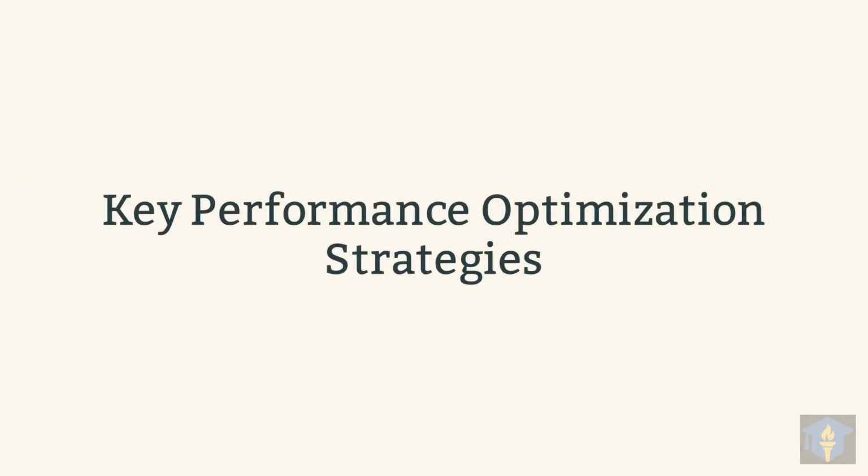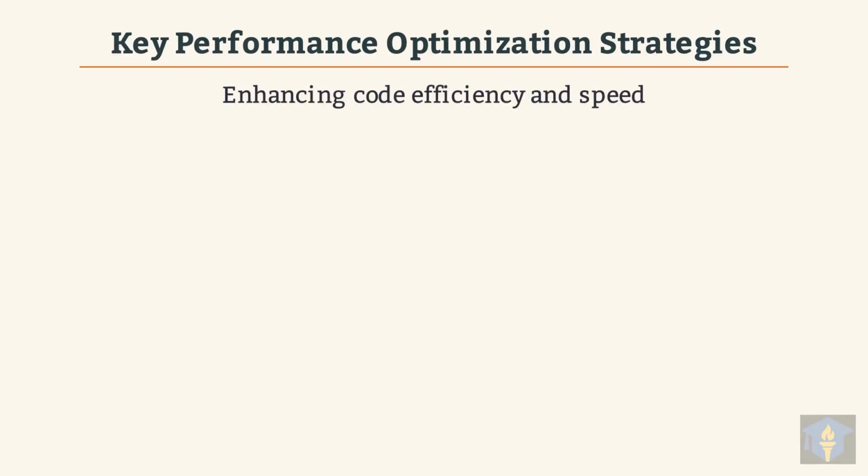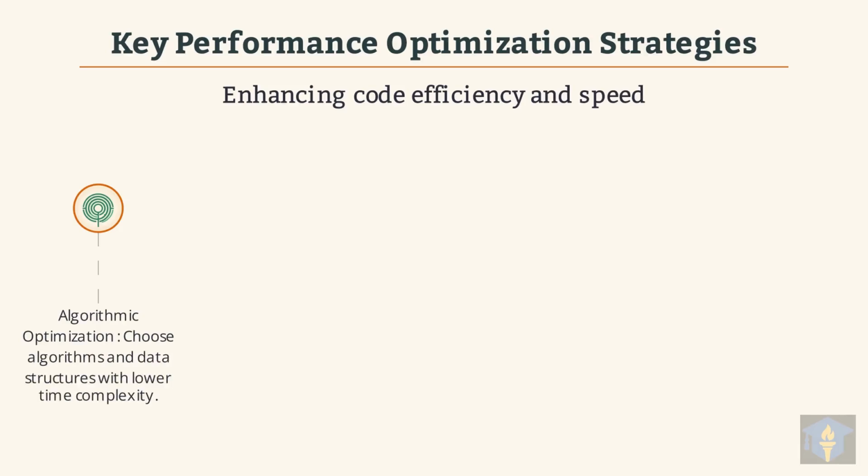Now, let's dive into some key performance optimization strategies that will help you enhance your code's efficiency and speed. Our focus here is on practical techniques to make your programs run faster and use resources more effectively. Algorithmic optimization involves selecting algorithms and data structures that inherently have lower time complexity for better performance.